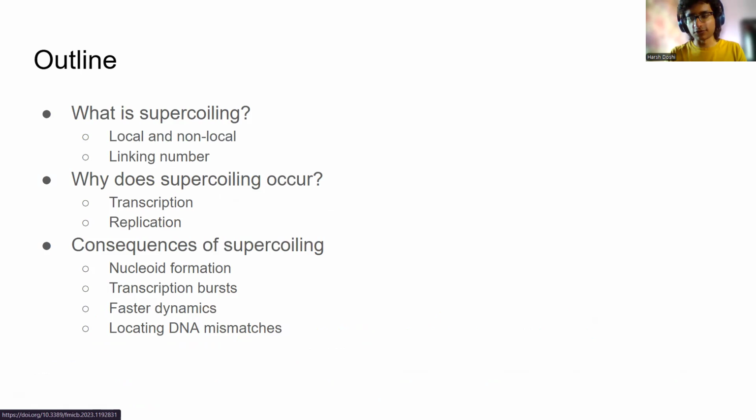So this is the outline of the talk. I'll first start with describing what supercoiling is, and then I'll move to a more biological context of why supercoiling occurs in bacteria and cells. And finally, I'll talk about what the consequences of supercoiled DNA are on the structure and other functionality of DNA present in bacteria and cells.